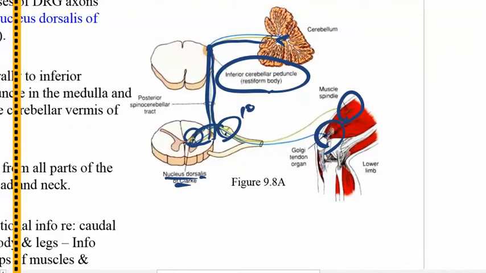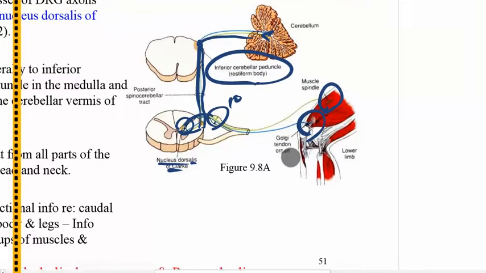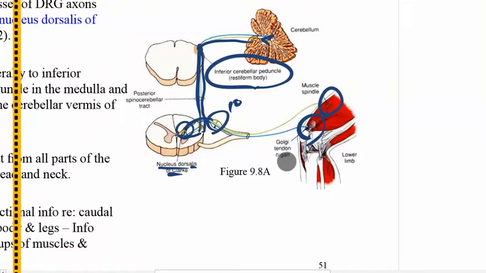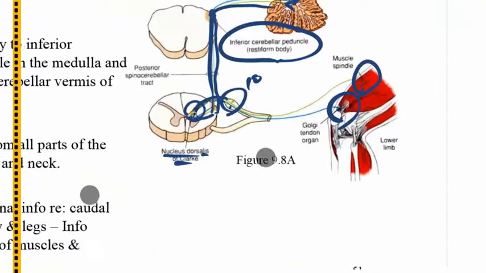So it just goes through it, it doesn't synapse there? On the cerebellum? Or where? After the inferior cerebellar peduncle, yeah, it just goes through it. So the synapse is here at the nucleus dorsalis of Clarke.